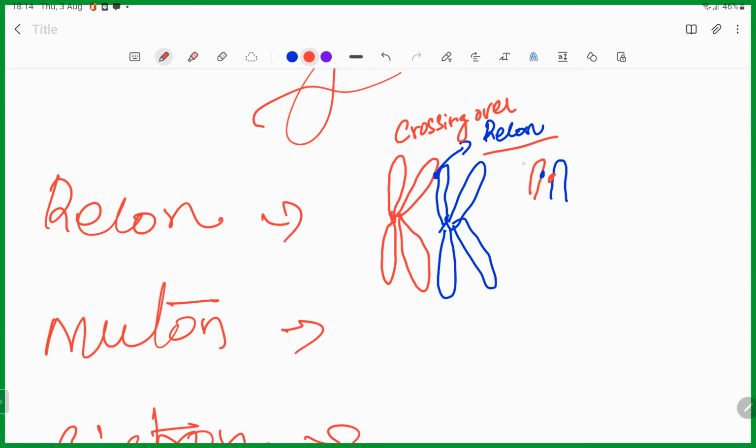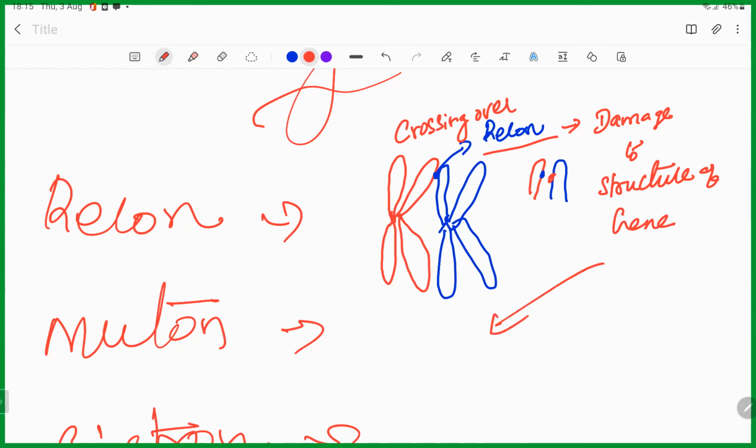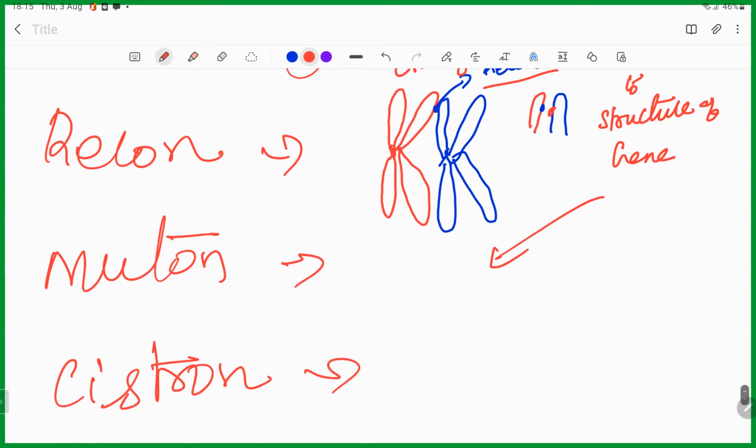Okay? And what is muton? When this crossing over occurs, damage can occur. Damage to the structure of a gene occurs. That results in what? Mutation. So, in which part of the gene the damage occurred? That is called what? Muton. Okay? The damaged portion of a gene is called what? Muton. And then cistron.